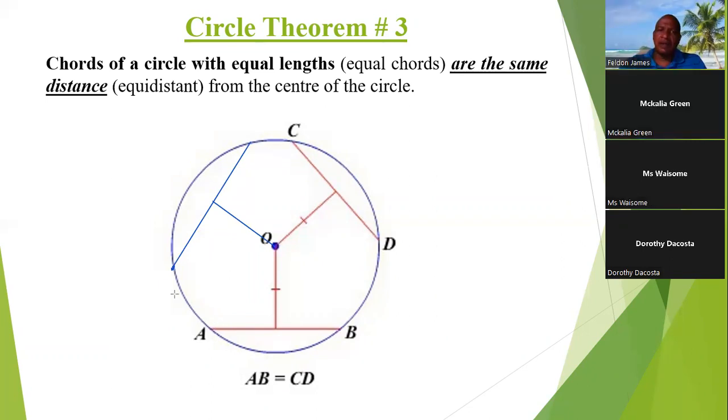So if the length of the chord is the same length as the other chords, it means that the line from the center to that chord will be the same as the length of the line to the other chord. So all of these lengths would be the same from the center because all of the lengths of these chords are the same. That's all it is saying.